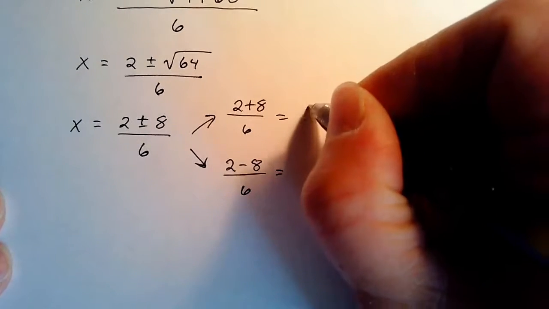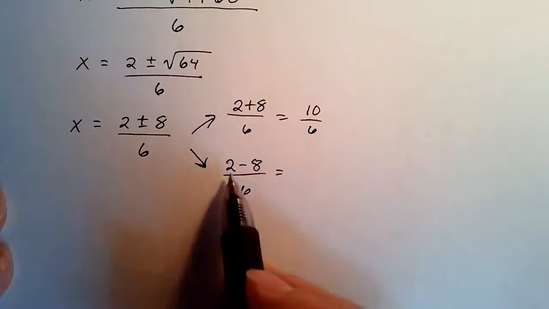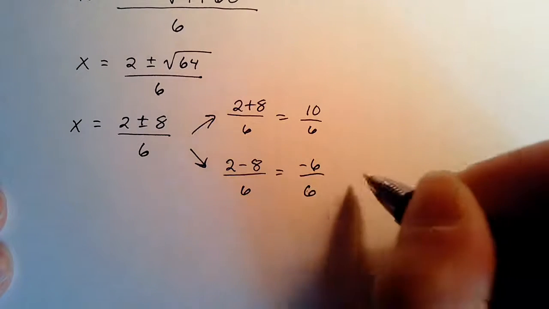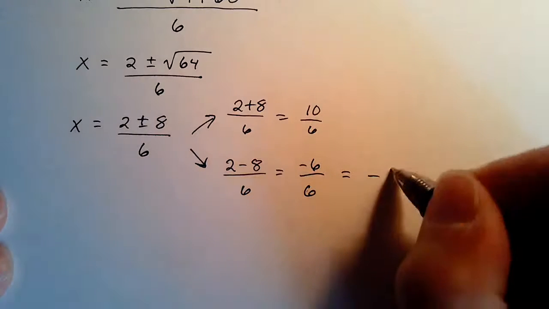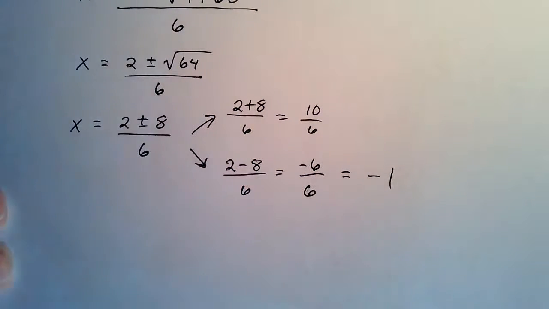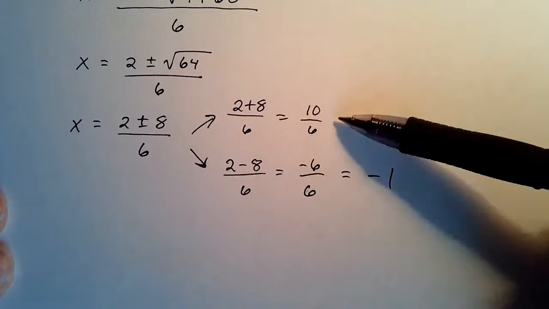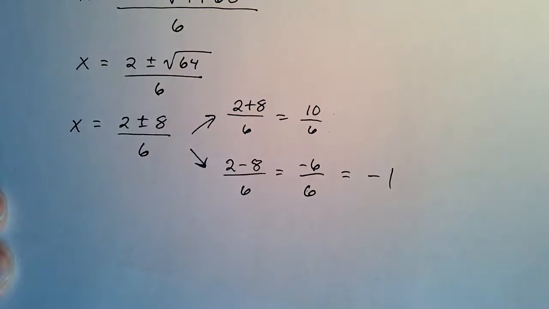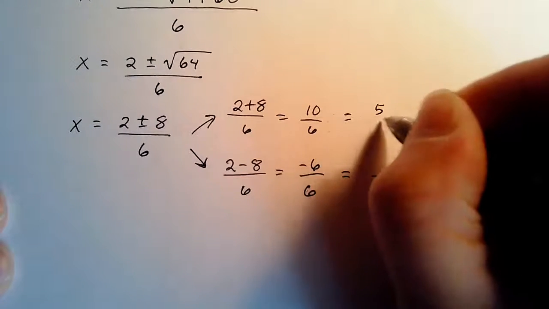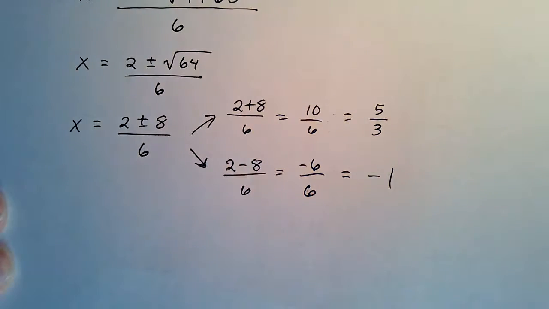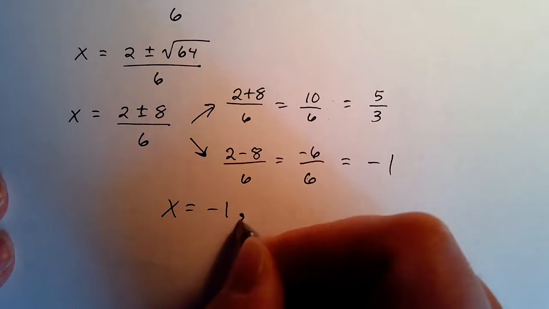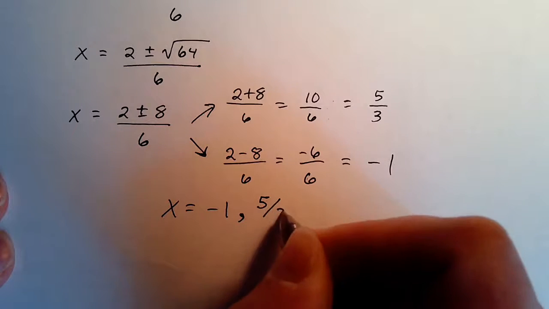So 2 plus 8 gives us 10 over 6, and 2 minus 8 is a negative 6 over 6. So this one simplifies to be negative 1, because negative 6 divided by 6 is negative 1. And then with this fraction, I've got positive 10 divided by 6, so I can reduce that fraction by a factor of 2. So this is 5 over 3. So my two solutions are negative 1 and 5/3.